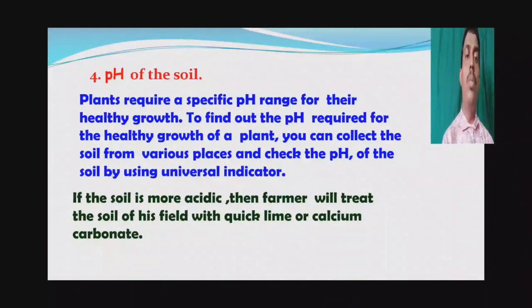If the soil is more acidic, then the farmer will treat the soil of his field with quicklime or calcium carbonate. Then it will neutralize the excess acidic characteristics of the soil.